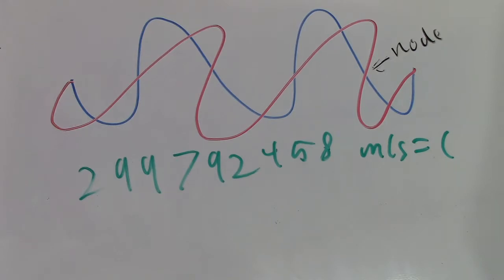Now, we can actually relate wavelength and frequency to the velocity of light, because wavelength is the length of one full cycle, and frequency is how long it takes one full cycle to complete.